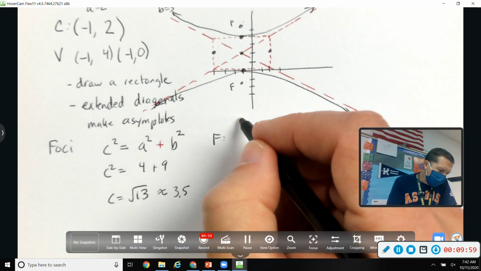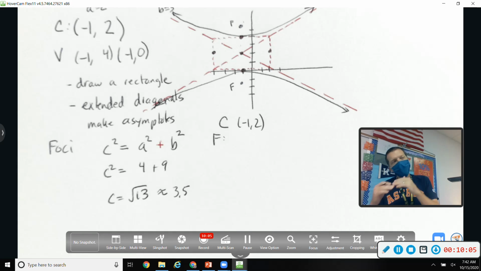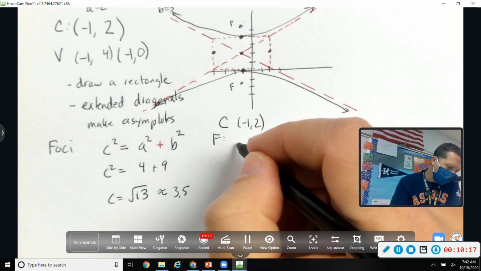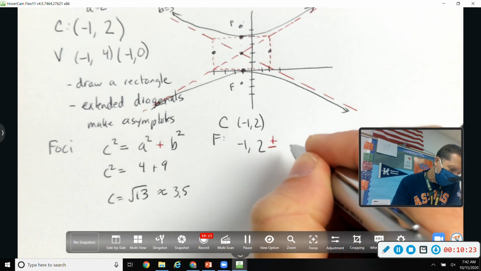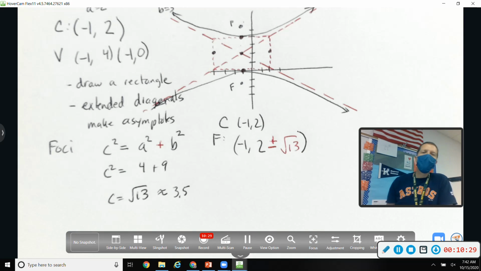All right, again, the center was -1, 2. For this particular problem, we went up and down to find the foci. So which coordinate do we need to tweak? The x one or the y one? The y. So I need to take this y coordinate and we'll tweak it the same way we did with an ellipse. We'll go plus and minus square root of 13. So there's my picture, there's my foci.